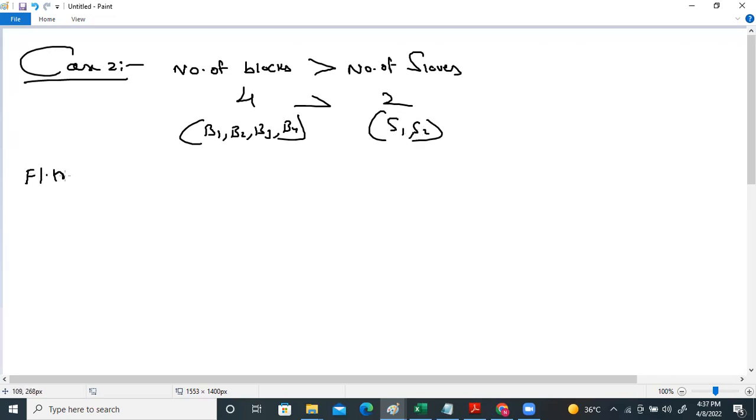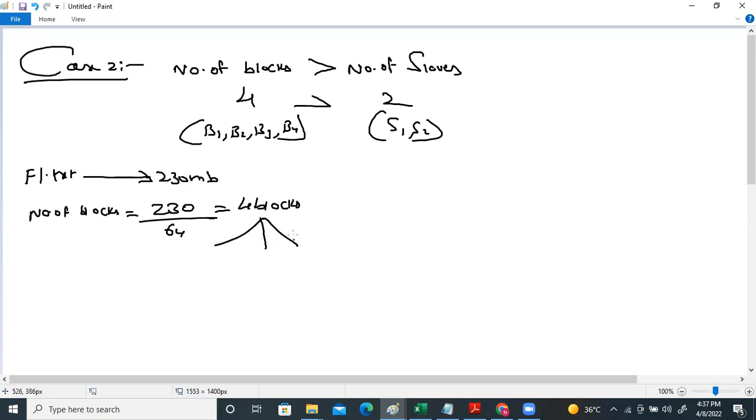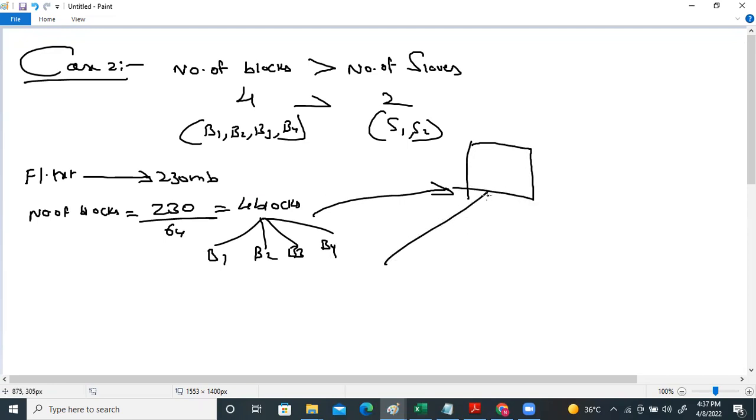I got a file whose size is 230 MB, right? Into how many blocks is it divided? 230 by the default block size gives 4 blocks: B1, B2, B3 and B4. How are these going to be stored across this cluster? So think you got only 2 slaves, S1 and S2.